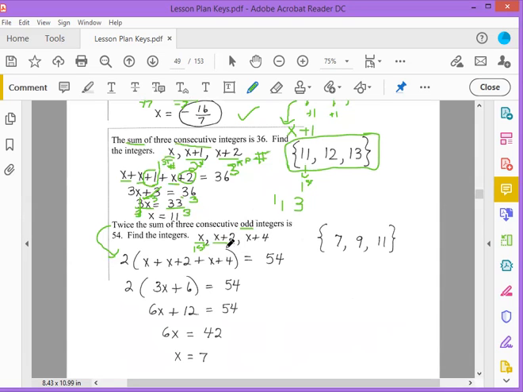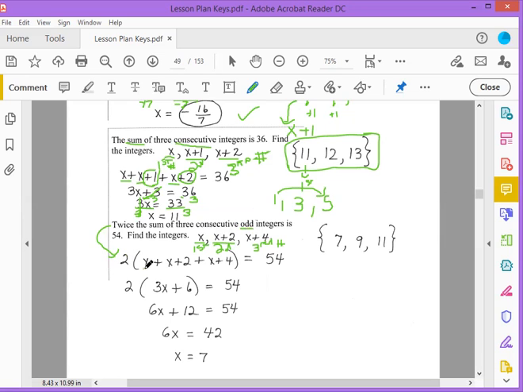So that's why we write x plus 2 to represent the second number. And then to go from the first odd number to the third odd number, we have to add 4. So x plus 4 represents the third number. The sum of these three numbers, x plus (x plus 2) plus (x plus 4). And remember, we're twicing that number, so multiplying by 2.